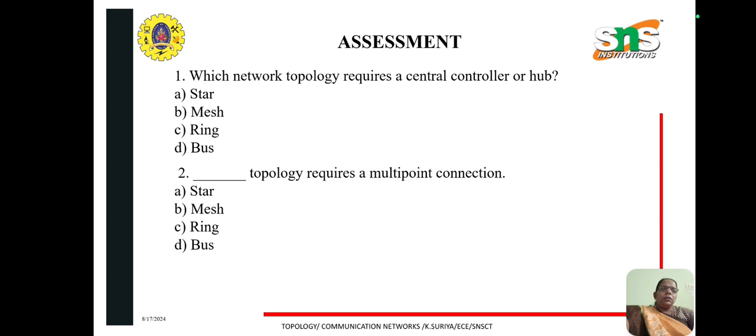Hope you understood the different types of topologies and its advantages and disadvantages. Let us take up some assessment questions. Which network topology requires a central controller or hub? Yes, the answer is star topology. Dash topology requires a multi-point connection. Yes, the answer is bus topology.